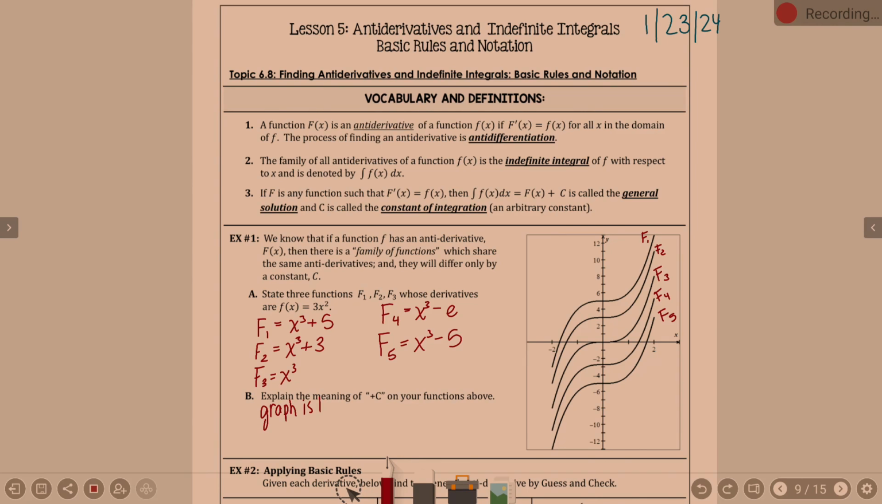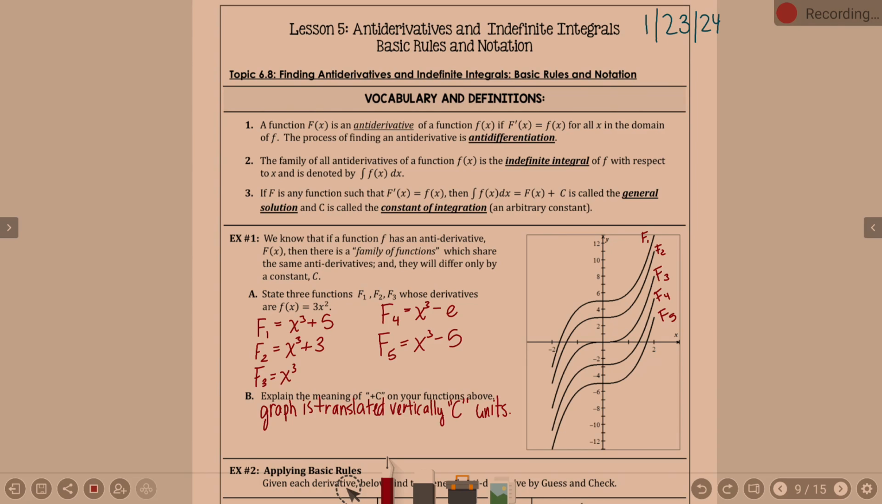So the graph is translated vertically C units. The graph is translated vertically C units. There we go.